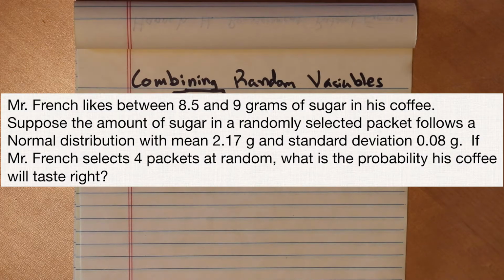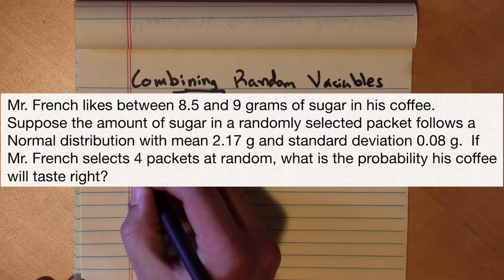Mr. French likes between 8.5 and 9 grams of sugar in his coffee. Suppose the amount of sugar in a randomly selected packet follows a normal distribution with a mean of 2.17 grams and a standard deviation of 0.08 grams. If Mr. French selects 4 packets at random, what is the probability his coffee will taste right?